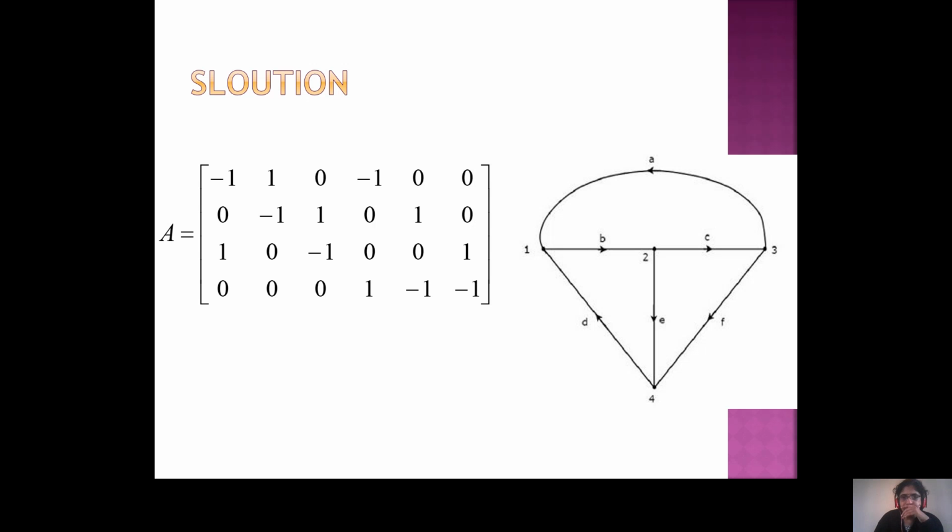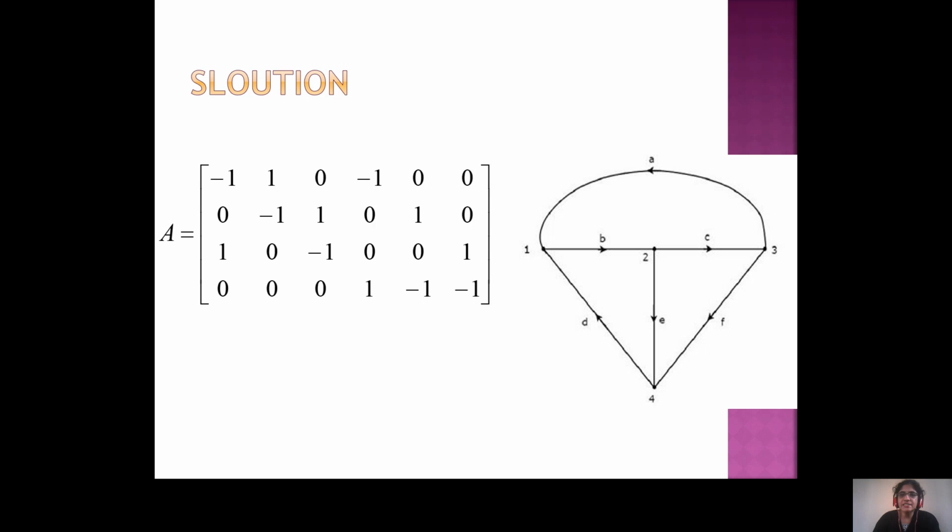So when you observe here, A is entering the node, put it as -1. B is away from the node, put it as 1. And C, I put it 0. Why do I put it 0? The C branch is not related to node 1. And D is also towards the node, put it as -1. And E and F are not related, so put it as 0.